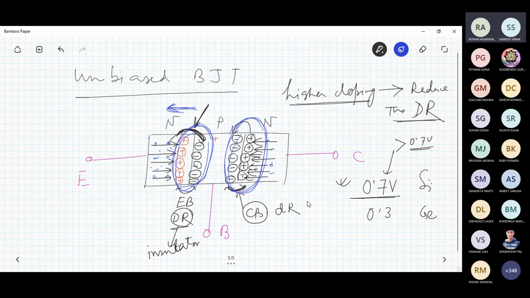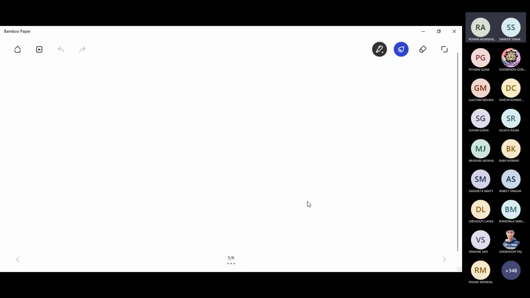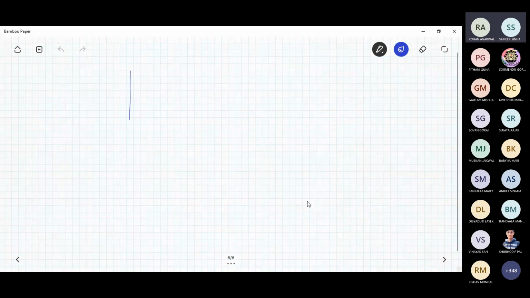And if you observe the conclusion that higher doping reduces the depletion region width, you will find the emitter base depletion layer penetrates slightly into the emitter. The reason is emitter is a highly doped region, whereas it penetrates deeply into the base as it is a lightly doped region. So I will just draw this particular region. You will find this side is emitter, this side is base, and if I consider this is the depletion region, this will be the scenario of the depletion width.